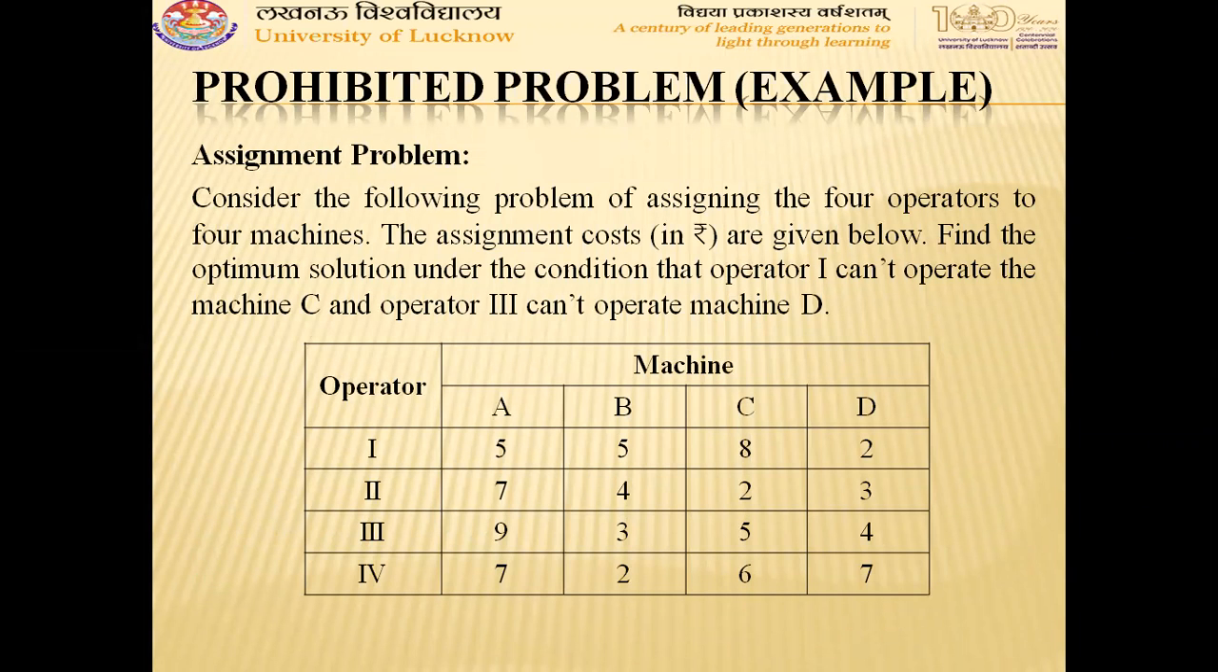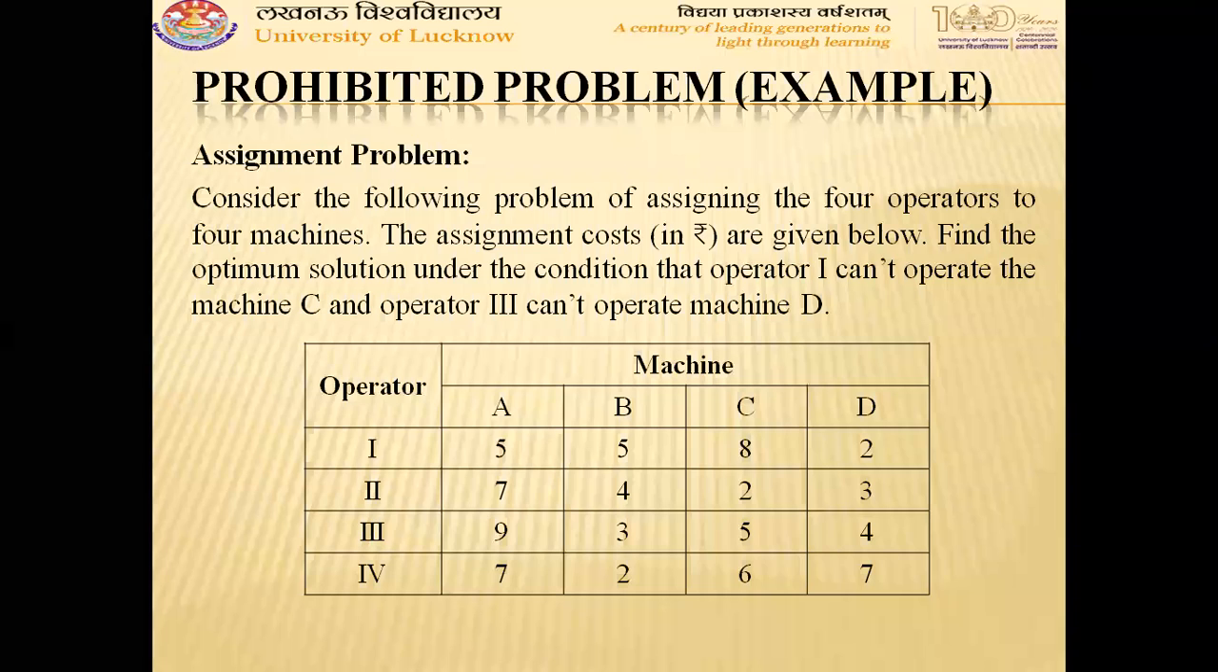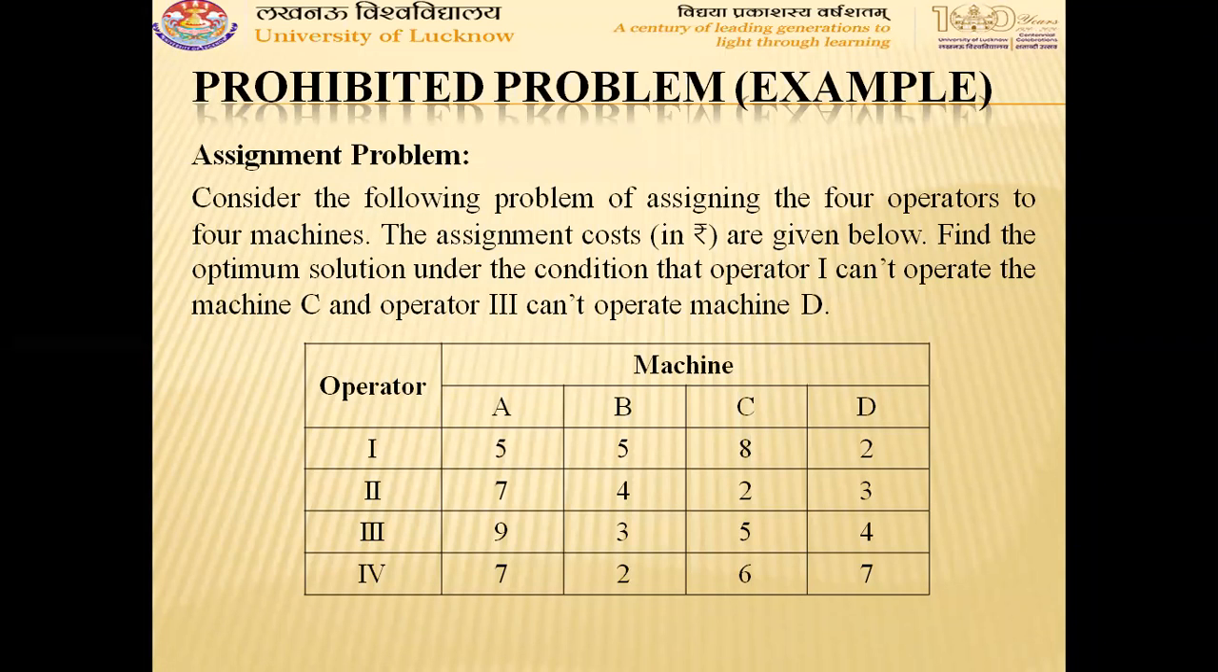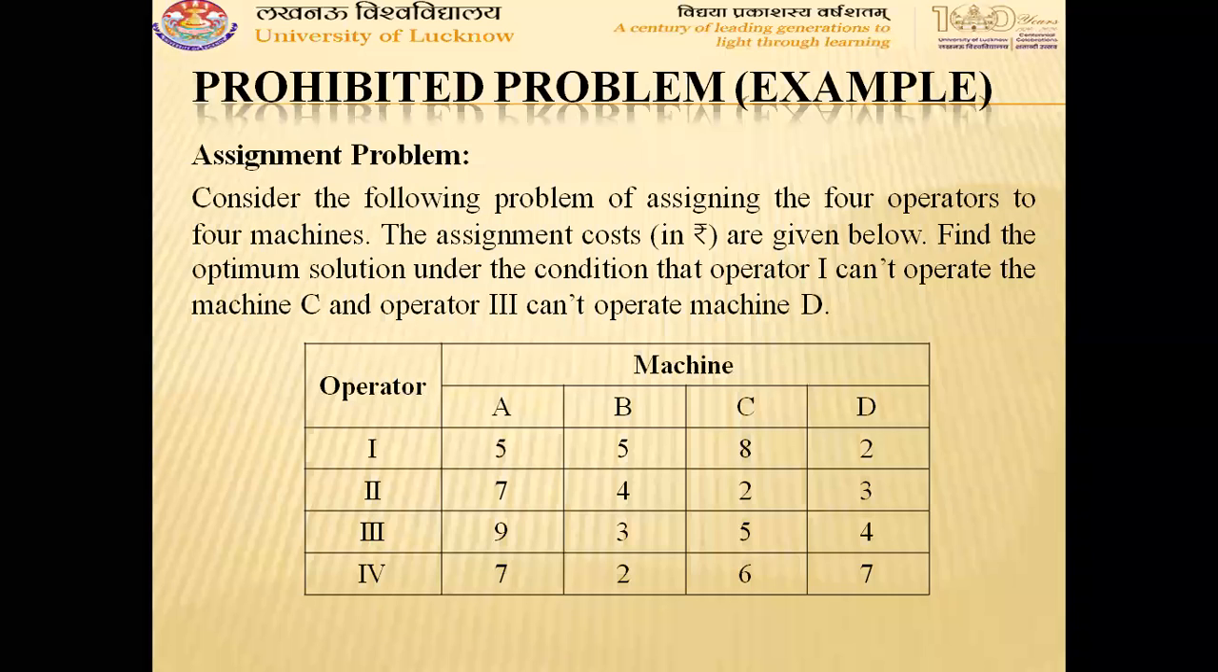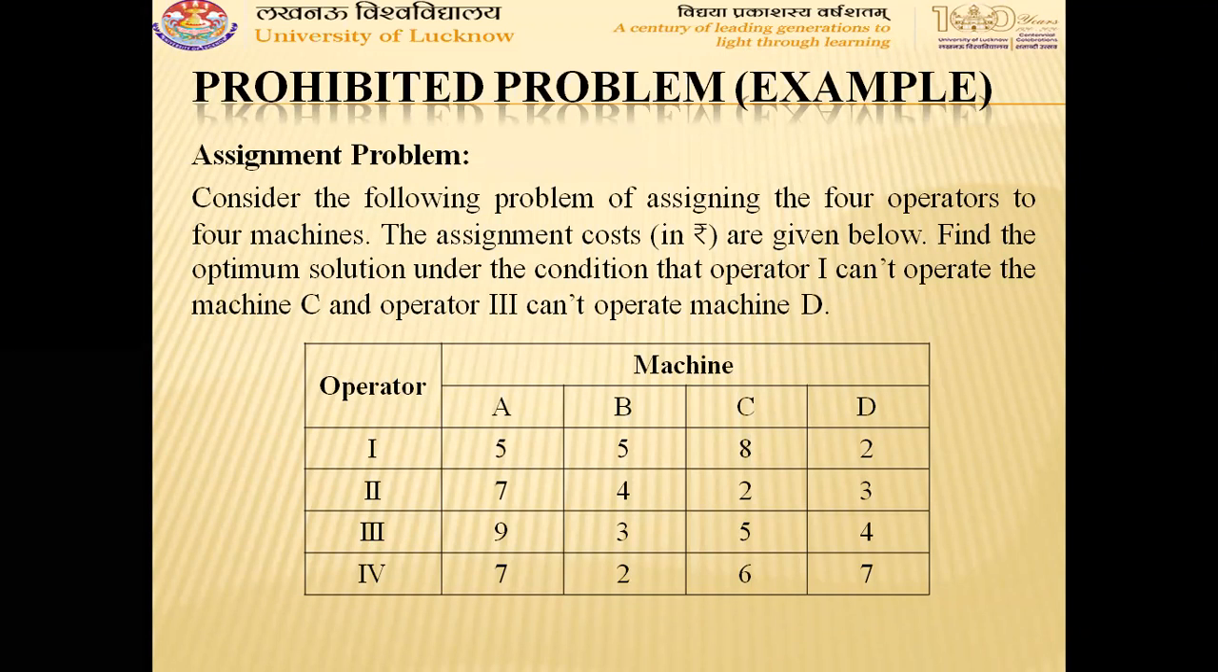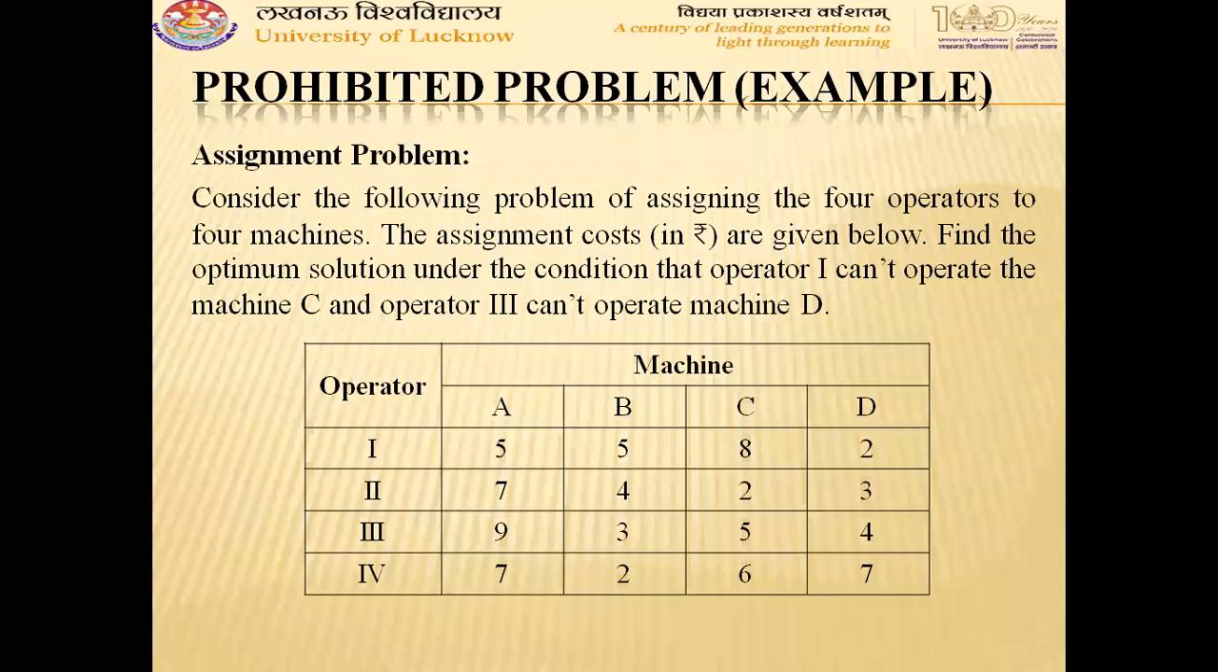Similarly, in the assignment problem, I have taken another example. So here assignment costs are given. The problem is of minimization type. Then it is given: find the optimum solution under the condition that operator 1 cannot operate machine C, as well as operator 3 cannot operate machine D. So here you can see there are two restrictions. One is between pair 1 and C and the other is between pair 3 and D. So in two places we put infinity in place of cost.